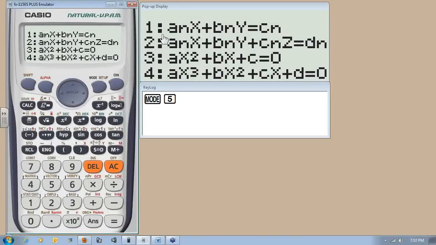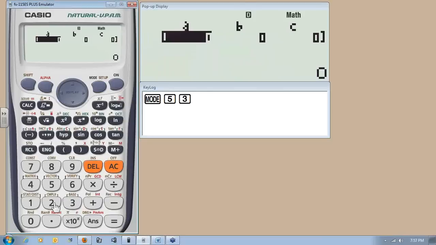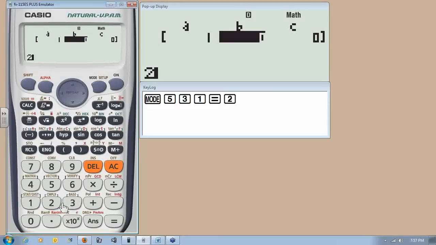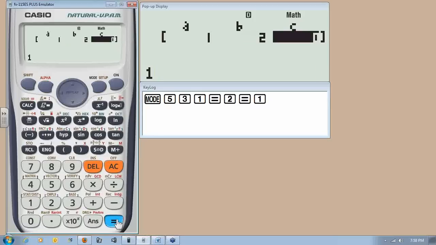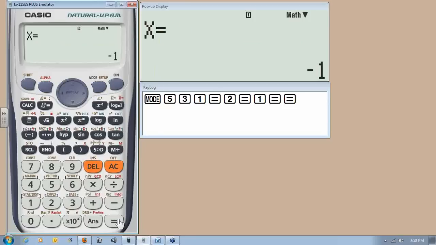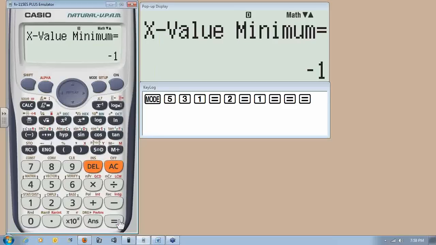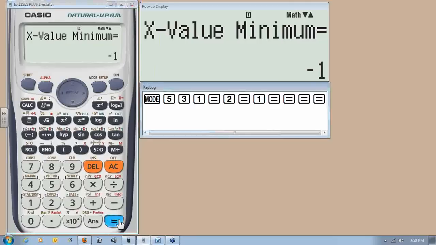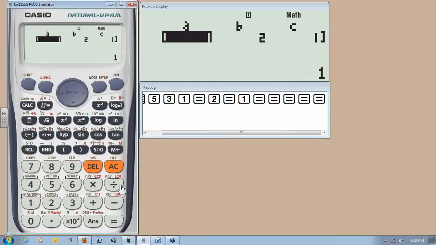Let's go with 2 variables or 2 unknowns, or you know what I like better? Let's go into a quadratic. Go into number 3. Let's go with a quadratic we know the solution to. 1, 2, and 1. It's a template, fills it right out. Press equals. There you have it. If I keep pressing equals, it's also going to tell me my minimum value for x and my minimum value for y.